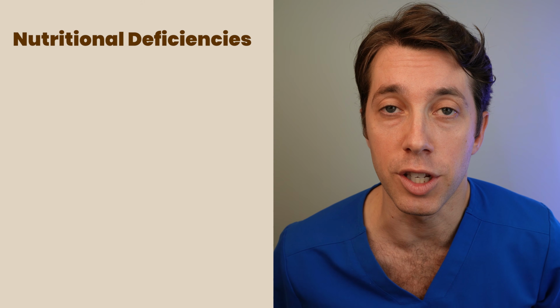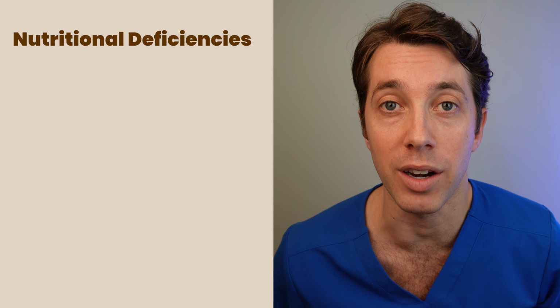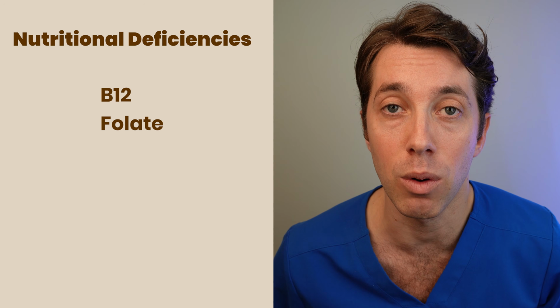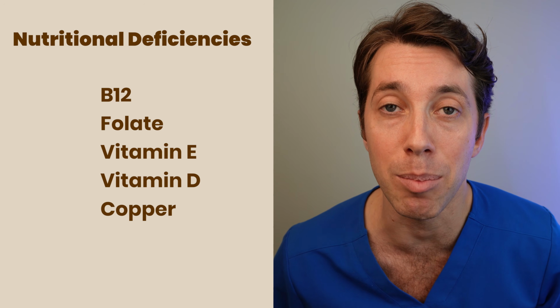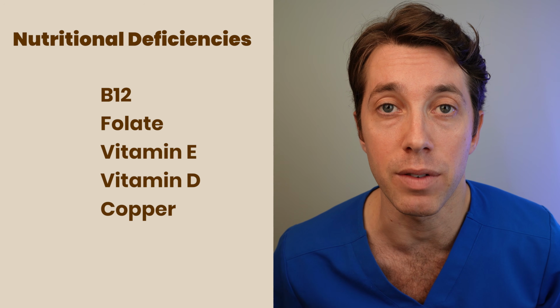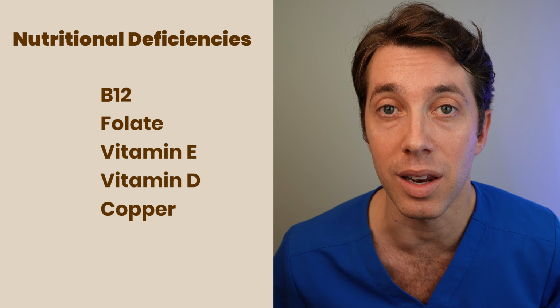And then of course, we have to consider nutritional deficiencies, because if you are deficient in any of these, this might be contributing to why you're getting graying sooner than you should. If you're low in B12, folate, vitamin E, vitamin D, or copper, all of these could be causing oxidative stress if you don't have enough in your body, and could also explain why you have low production of melanin.